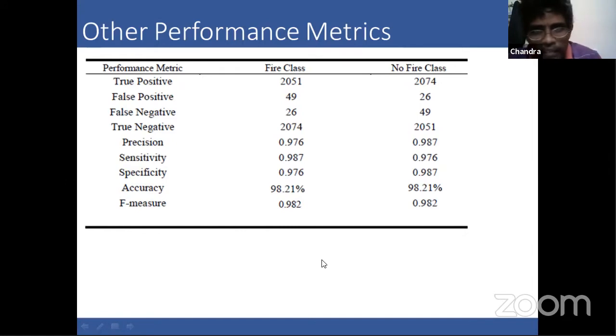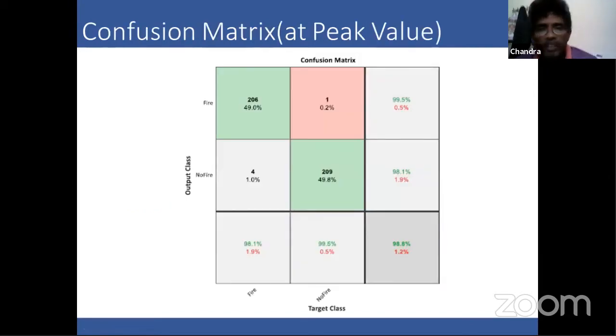Here the statistics that I've given is for 10 iterations. The accuracy is 98.2 with an F measure of 0.982. So it is able to classify much better compared to the conventional architectures, which are deeper and wider. In the confusion matrix shown here, 98.8 is the peak value, because the experiment is repeated 10 times. So we get one time the highest value, 98.8, but the average value is 98.21 with 80% train and 20% test.